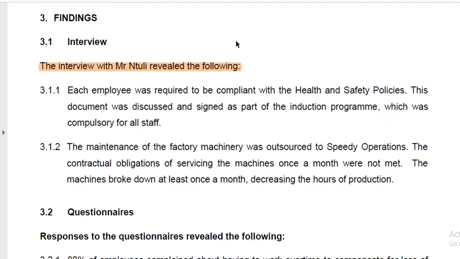Then you start stating your facts there, what was revealed in the interview. You can write as many points as you want. You can write 2 points, 3 points, 4 points. The main point here is to make sure that you provide all the information that you can think of, because you need to make sure that you have 2 to 3 pages, but you cannot go above 3 pages. You cannot exceed 3 pages.